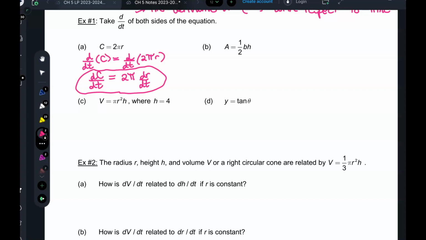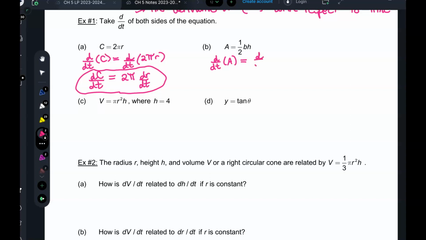Wouldn't the derivative of 2 pi r just be 2 pi? So why do you keep the r in this other one? Because it's implicit differentiation. If this was d dr of 2 pi r, it would just be 2 pi. But because it's a different letter, right?